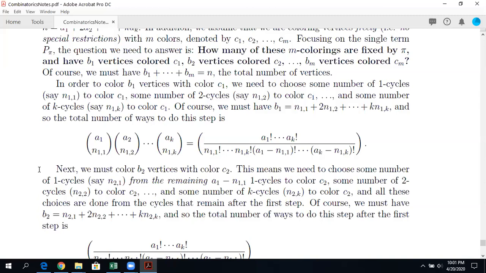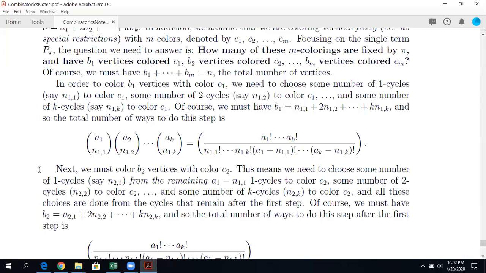All right, and now remember, if we choose that many 2 cycles, each one of those 2 cycles, the 2 vertices in that cycle are going to both get that color C1. So that's going to account for 2 vertices. Each 2 cycle accounts for 2 vertices, where each 1 cycle accounted for 1 vertex of color 1. And we're only talking about color 1 right now. We want B1 total vertices to get this color. Etc. We go all the way up to the K cycles. We'll color N1K of the K cycles color C1. Now notice that each one of those K cycles is going to account for K vertices.